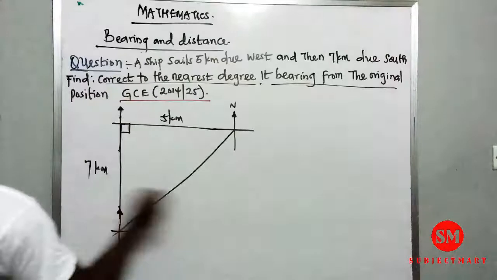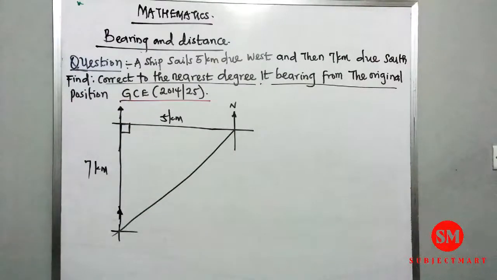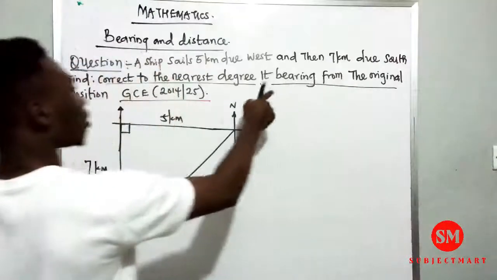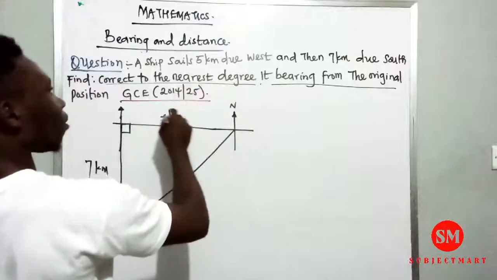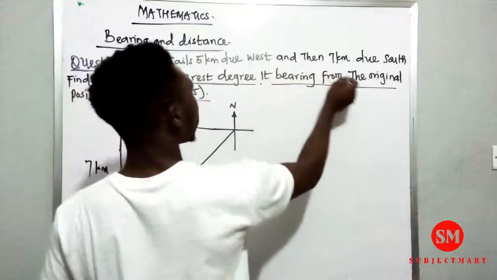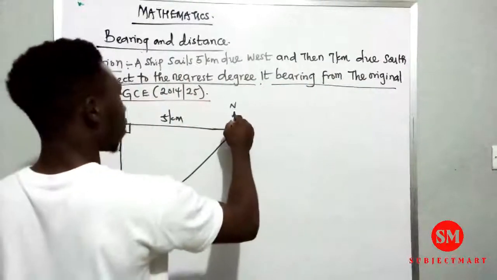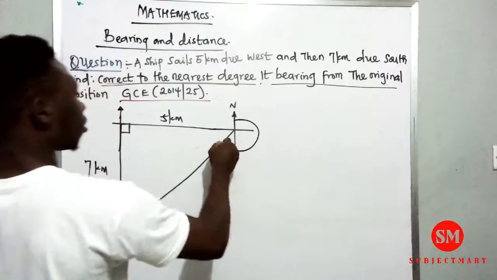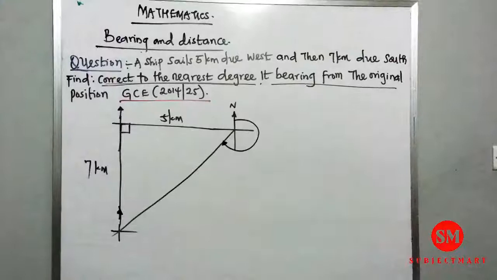So first and foremost, let us know what the question asks us to find. Correct to the nearest degree, its bearing from what? The origin. So what are we to find? The bearing from this place. Now, looking for the bearing, there are parameters we need. First and foremost, let us find the distance.